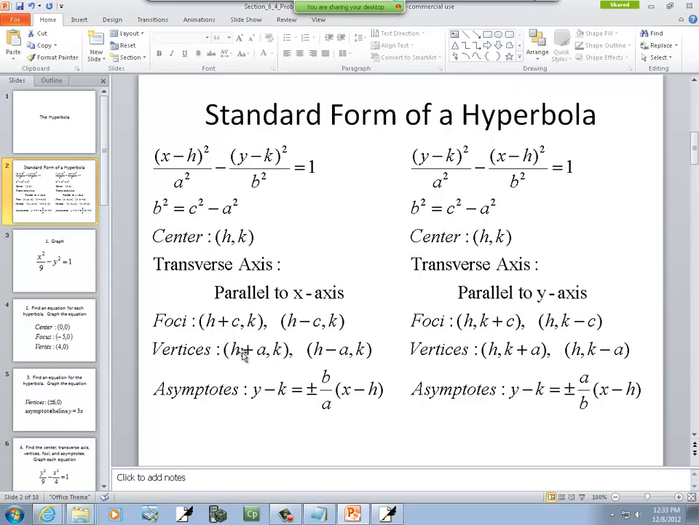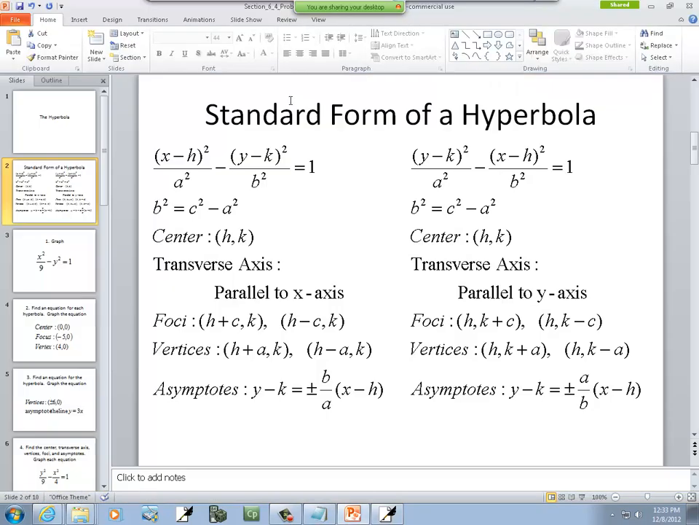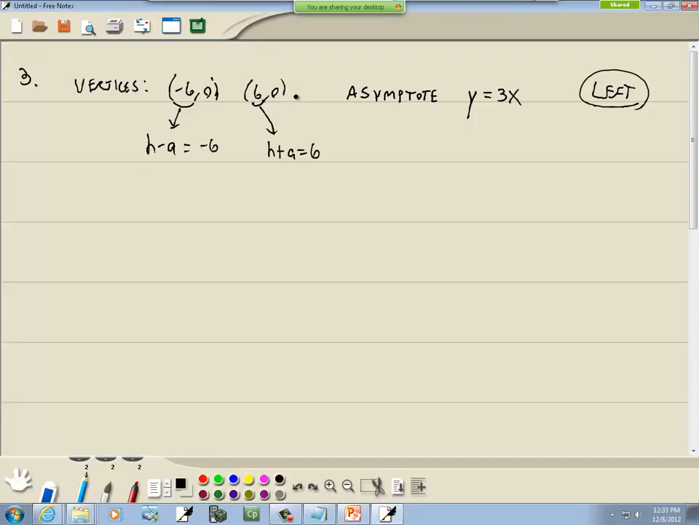Okay, so formula on the left, h plus a comma k and h minus a comma k. I'm going to guess that the negative is our minus. So we got h minus a is equal to negative 6, and this one I'll do as h plus a is equal to positive 6. Now the 0 is our k. Again, we want to find those 5 pieces of information, the a, b, c, h, k.